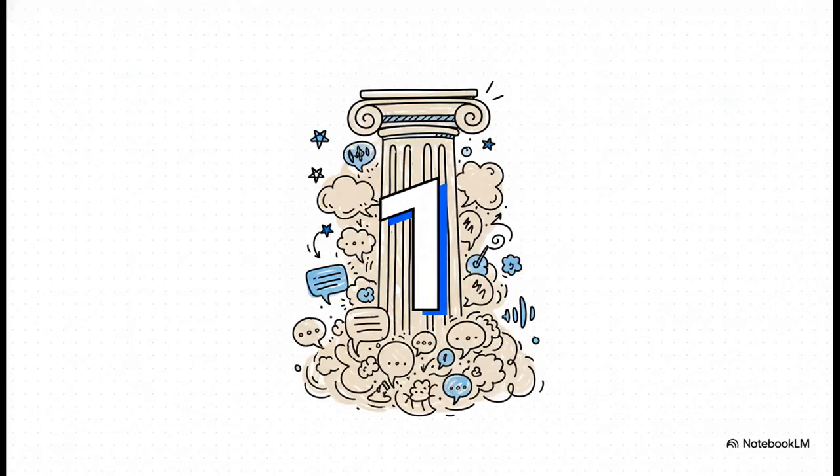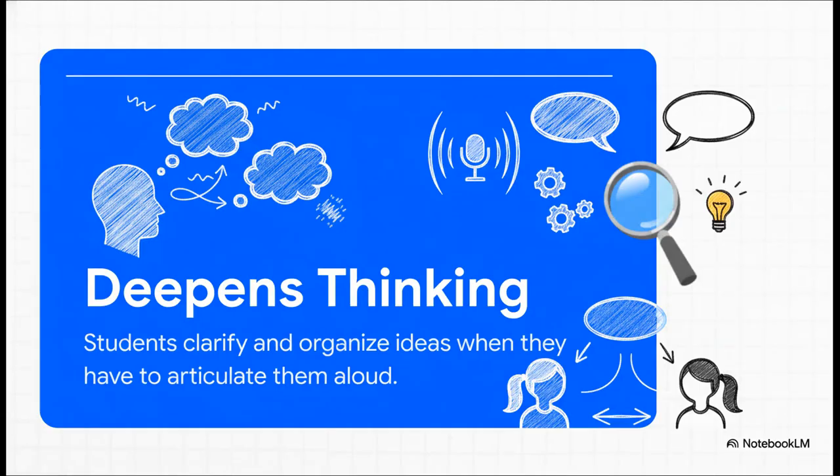First up, let's talk about pillar number 1. This is all about deepening thinking. Think about it. When a student has to explain how they solved a problem out loud to a partner, they can't just get by with a vague idea. They are forced to clarify their thoughts, to organize them, to make them make sense. So here's the crucial point. Talk isn't just a sign that learning happened. Talk is the engine of learning itself.